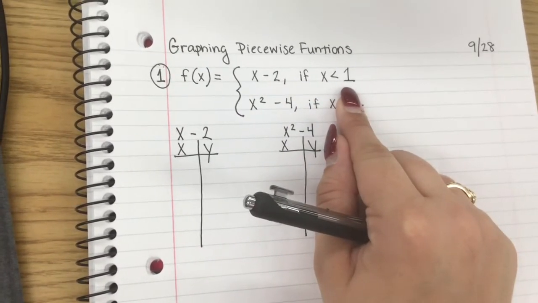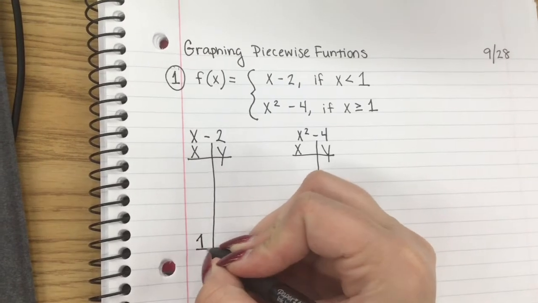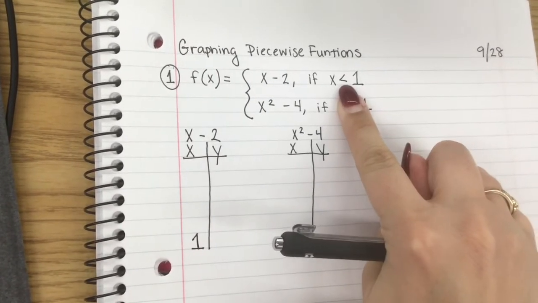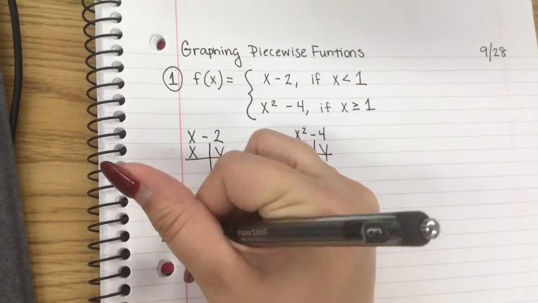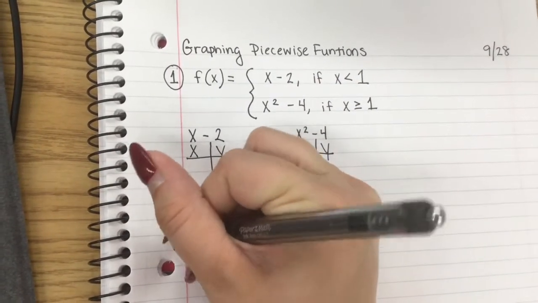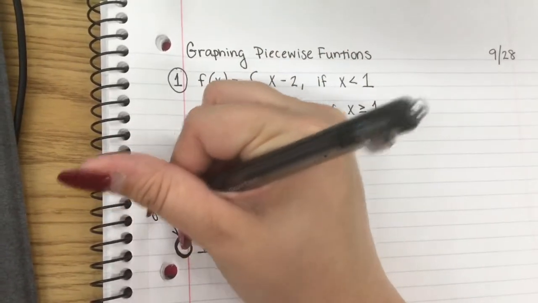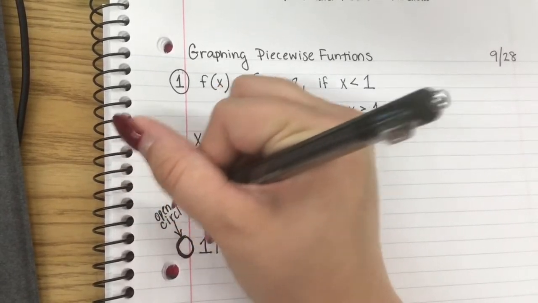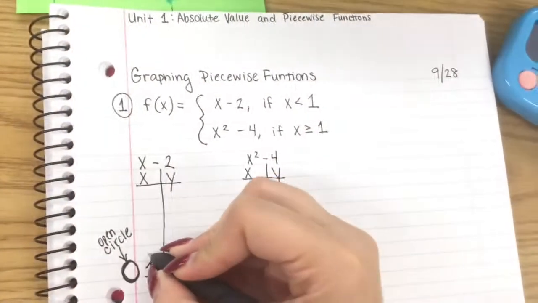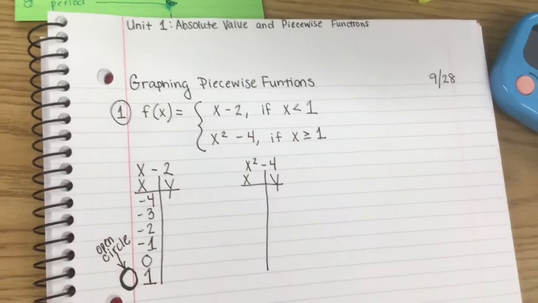The first point that I'm going to put on my t-table is 1. And since those values are all less than 1, I'm going to put 1 at the bottom of my t-table, and then I'm going to choose values smaller than that. I'm also going to put an open circle next to it because when I put this on a graph, I want to use an open circle because I have a value that is strictly less than 1. So again, I'm only choosing values to the left of positive 1.